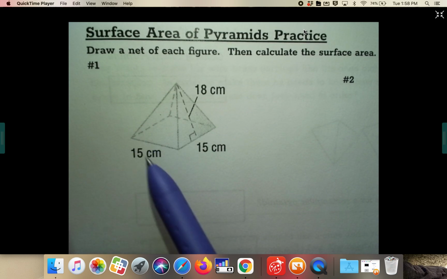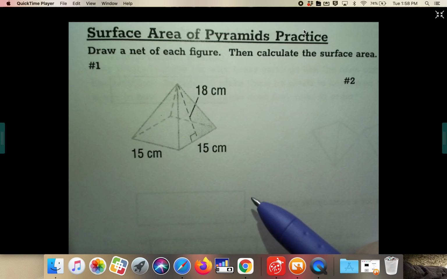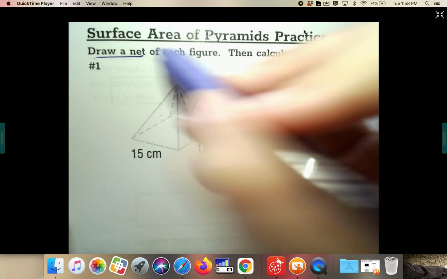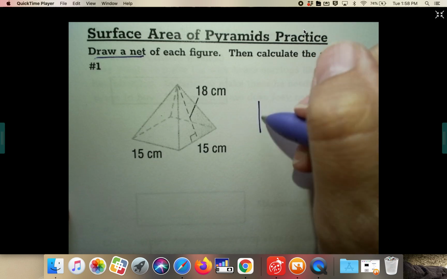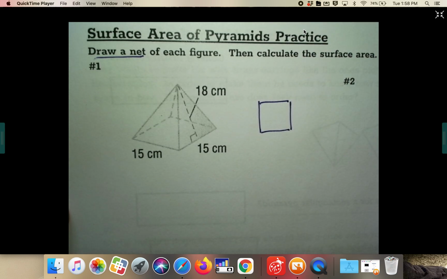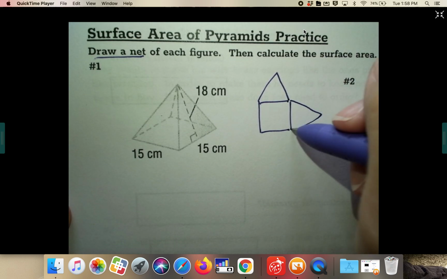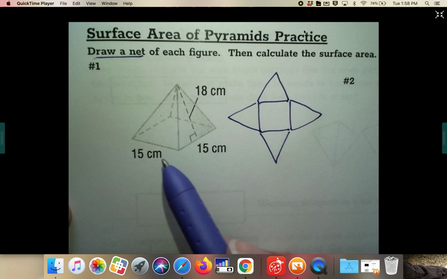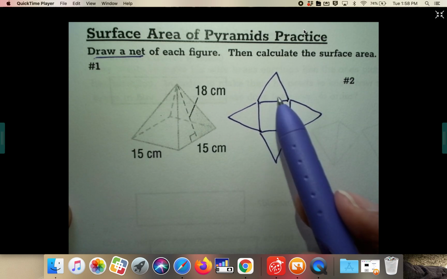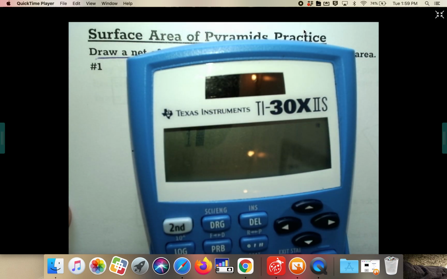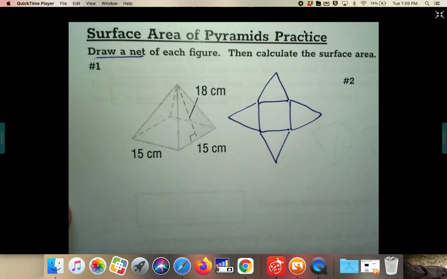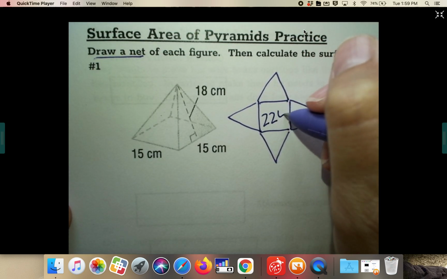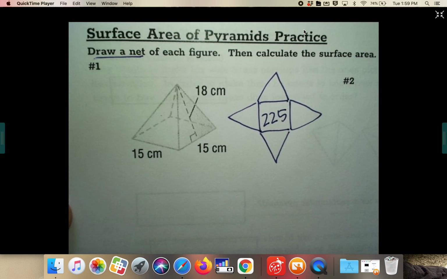So 15 by 15, I'm not going to take time to draw the net. Actually, I lied. I will because it says to draw it. So you guys should have drawn the net, and it is a square base because it is a 15 by 15. And then you should have equal triangles coming off of each. I know mine are bad, but that's okay. 15 times 15 is going to be our square. So 15 times 15 is 225. That should have been the center, the base surface area.